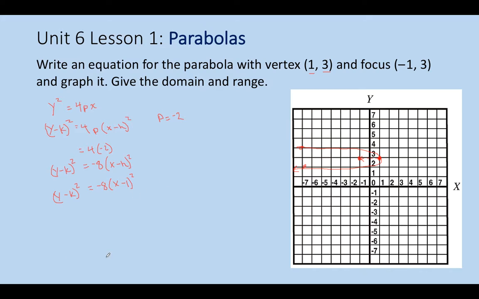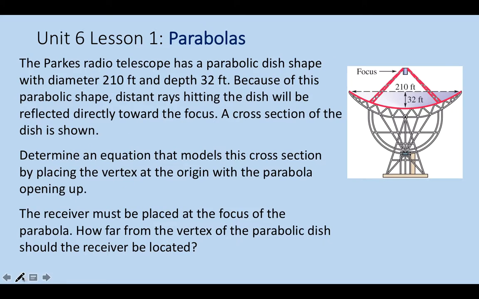All right, taking a look at the last one here, we've got a little problem-solving question. You've got this radio telescope, and it's got a parabolic dish with a diameter of 210 and a depth of 32. So we're going to put the vertex right here as the origin, and we want to know a couple things. Determine an equation that models this cross-section.